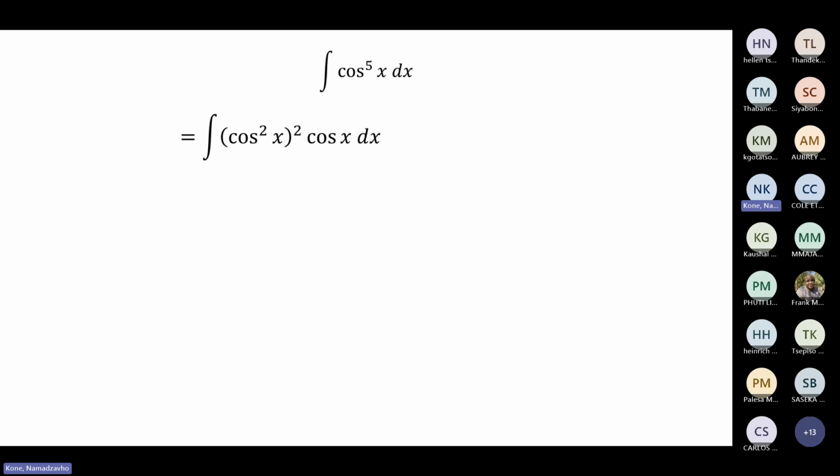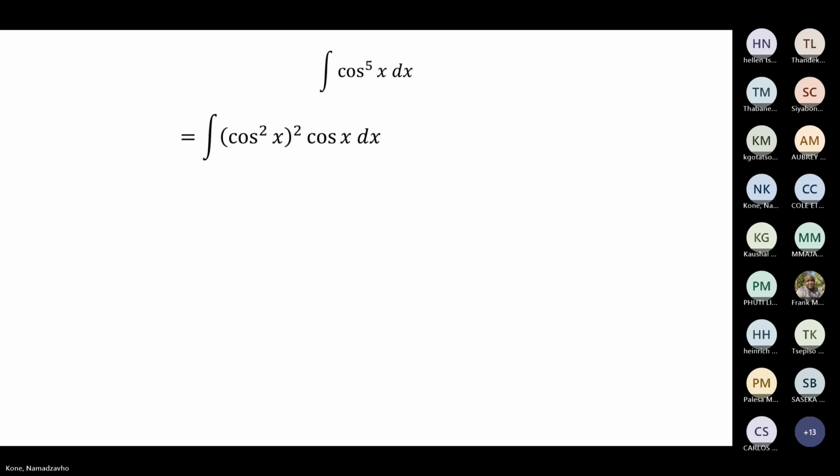So I hope you agree with me that these two things are equal. This cos squared x squared gives us cos to the power 4x. Multiplied by a single cos x, it gives back our cos to the power of 5 of x. So the reason why we did this is because what we know is we have got squared identities. So those ones we can work with.